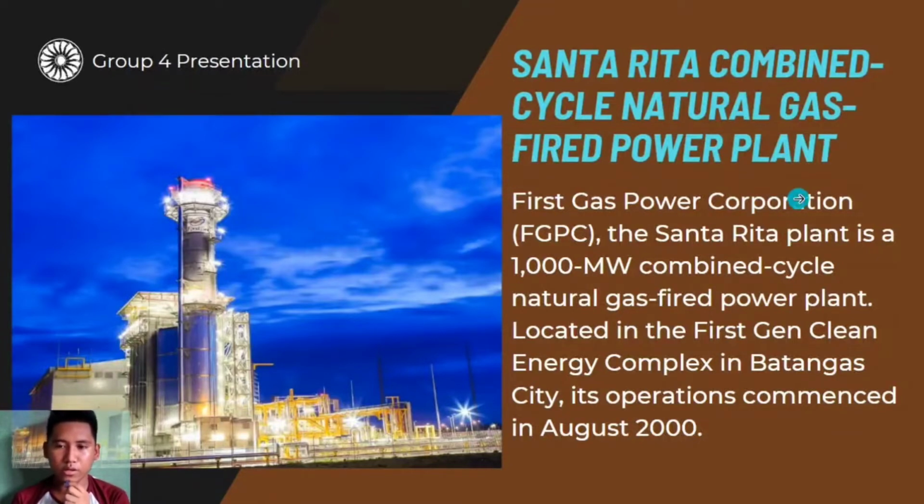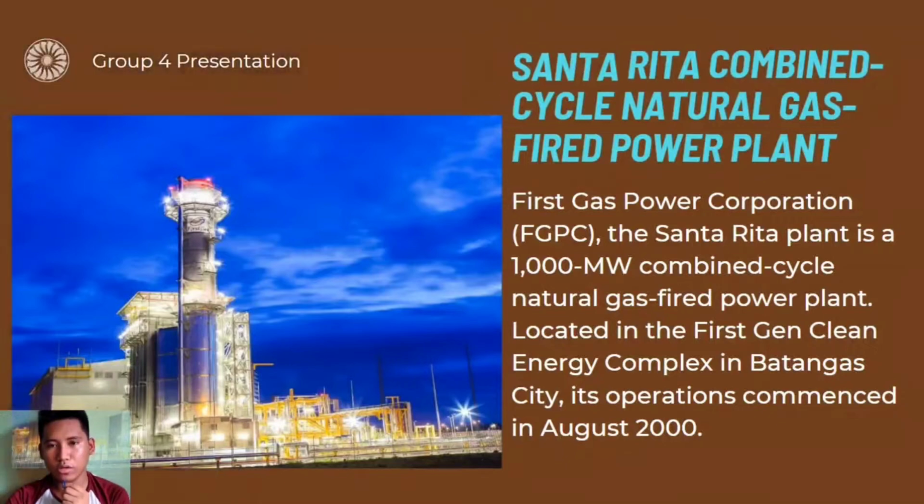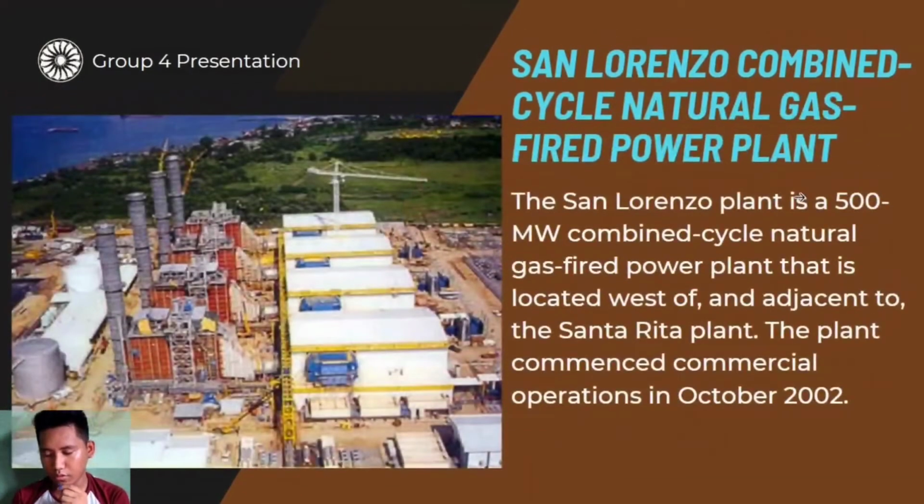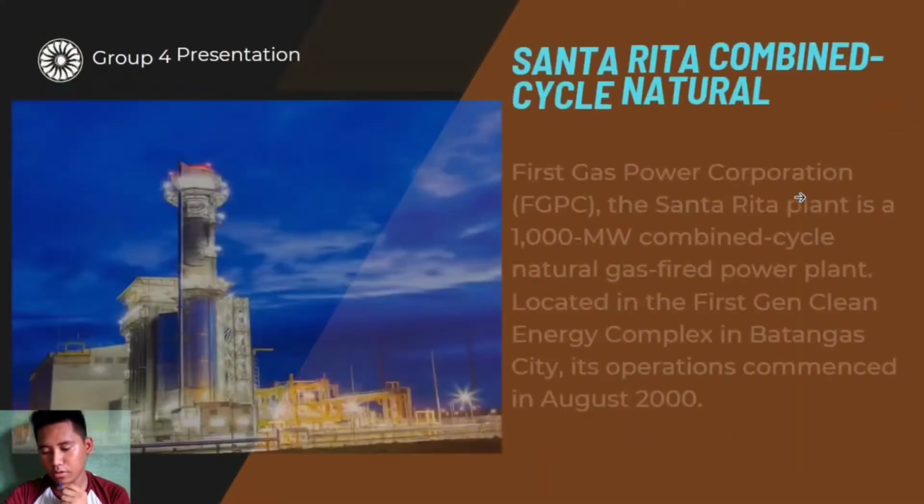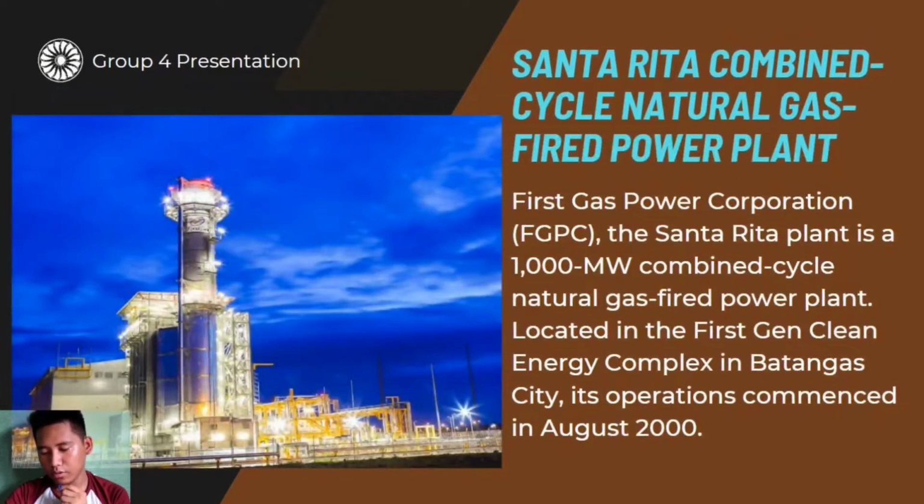The Santa Rita plant is a 1,000 megawatt combined cycle natural gas fired power plant located in the First Gen Clean Energy Complex in Batangas City. Its operation commenced in August 2000. The Santa Rita Combined Cycle Natural Gas Power Plant uses natural gas from Malampaya gas field in offshore northwest Palawan and can also utilize condensate, distillate, and naphtha as backup fuel.